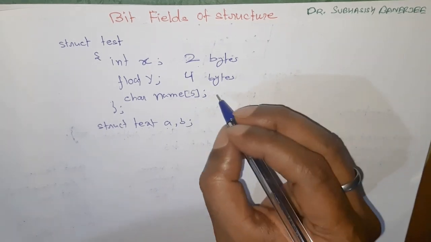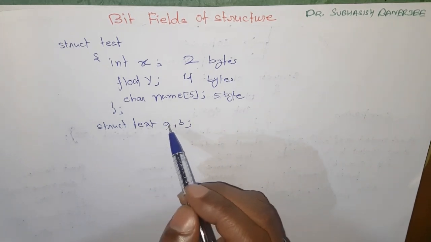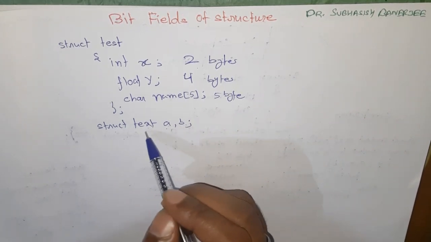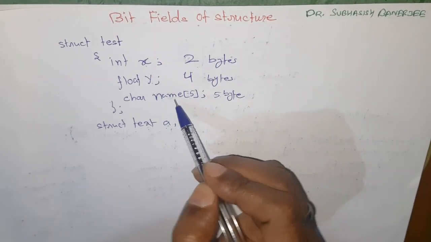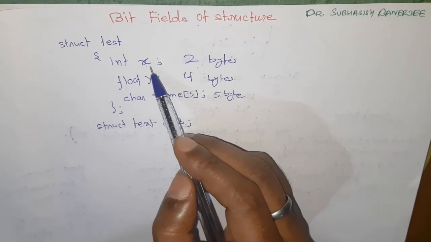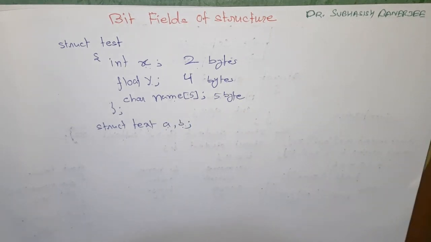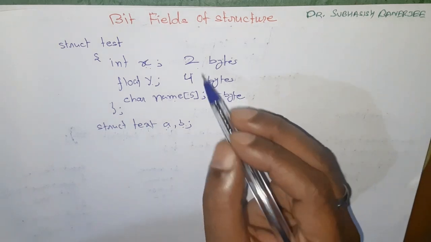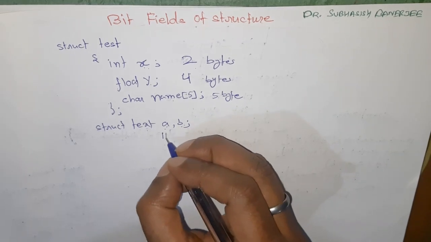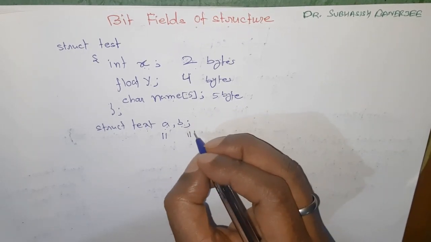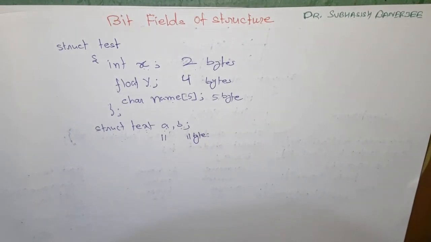Here the name has 5, so a total of 5 bytes. Here we have declared a and b as two structure variables of the test type. So a is going to occupy space for x, for y, and for name, and the variable b will also occupy separate space for x, y, and name. How much total space will it occupy? For a it will occupy 2 plus 4 plus 5, which means a total of 11 bytes, and similarly b also occupies 11 bytes of space.